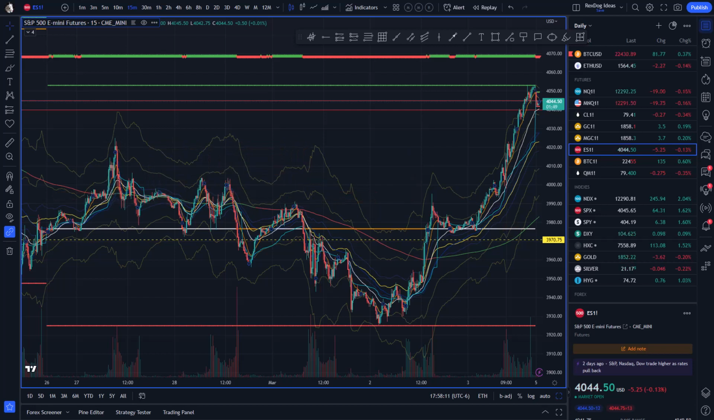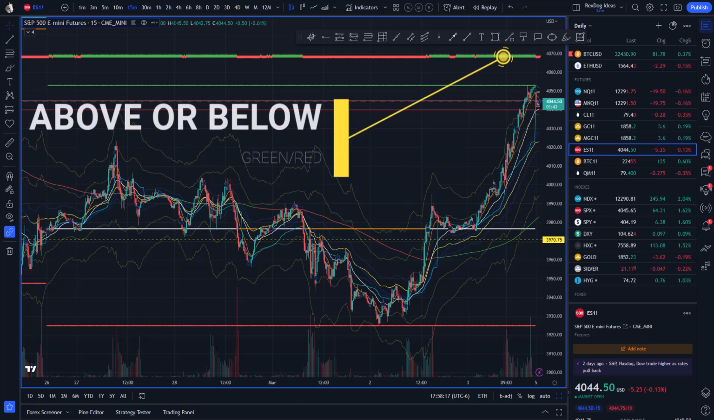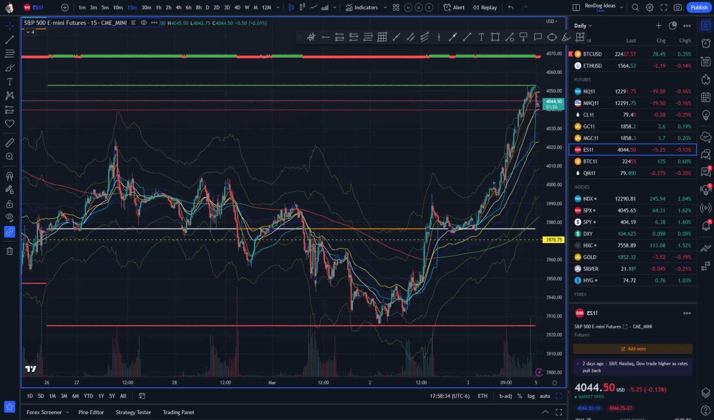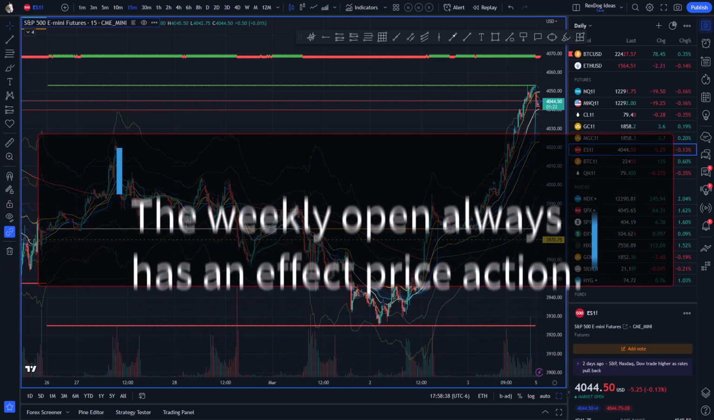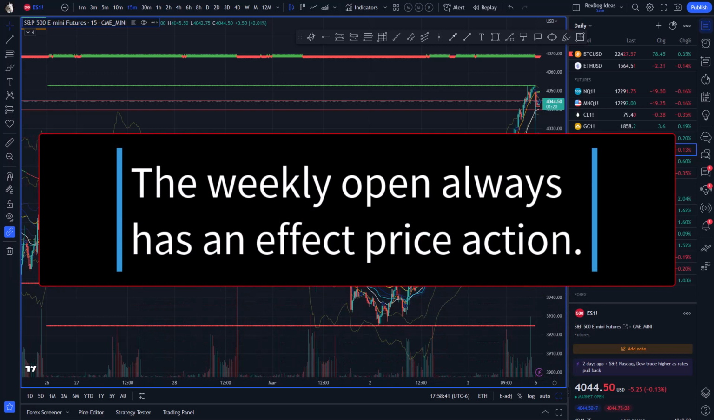Now, on my charts, you'll see this as a white or orange line. And then these arrows above tell me whether or not the price is above or below the current weekly open. This level, more than any other level, has a consistent impact on price action. Let me say that again because it's really important. This level, more than any other level, has a consistent impact on price action.